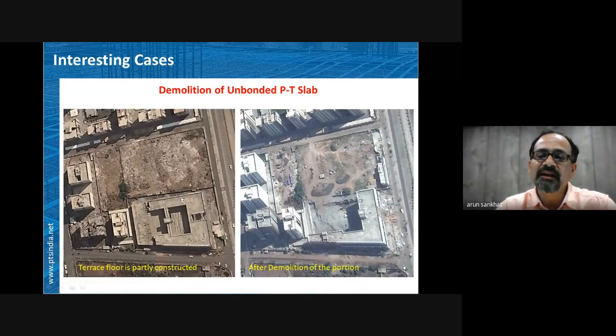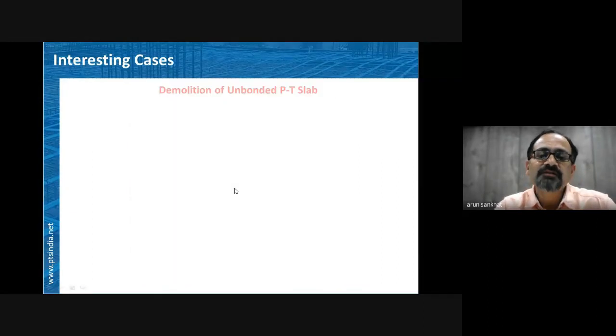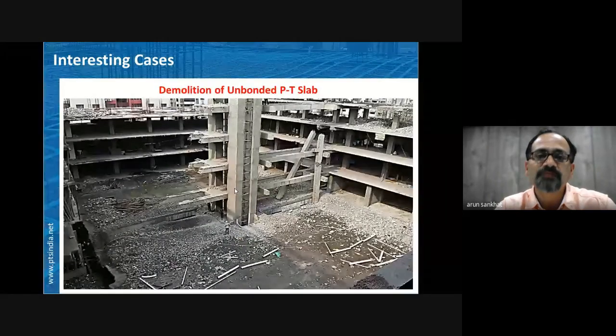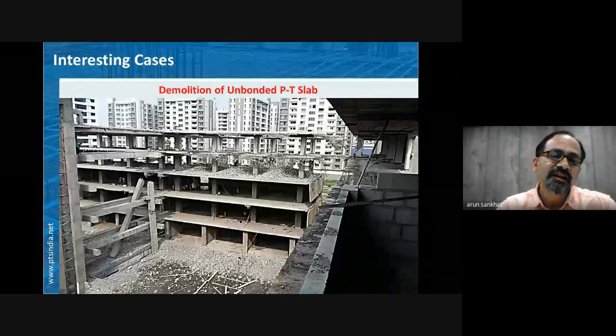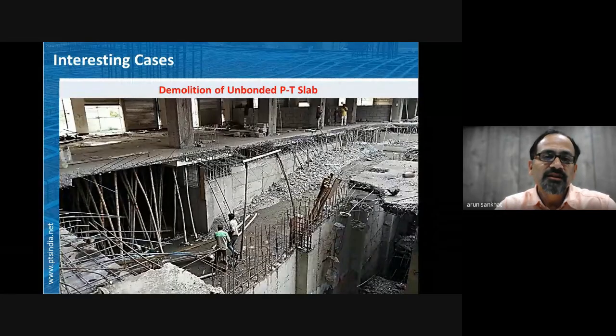Now in this entire part, the client, the developer, has started a new scheme, and you can see the new scheme right now. So this kind of flexibility is there. These are the photographs of the demolition of the same project. You can see the bridge part. You can see these PT beams being disconnected. Here also the disconnection is being carried out, and in this portion also.